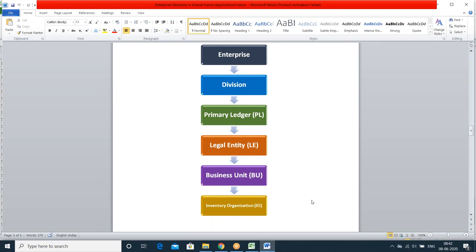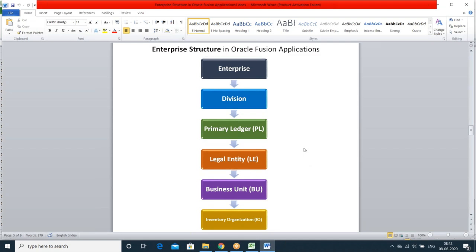But as per the system, an inventory organization is compulsory. In reality, if the client is not going to have a real warehouse, still from the system point of view, you have to create it. In the system environment, we have to create it. You can see that when you are dealing with inventory organization, that point also will focus on how to manage all those points. So this is the standard enterprise structure.